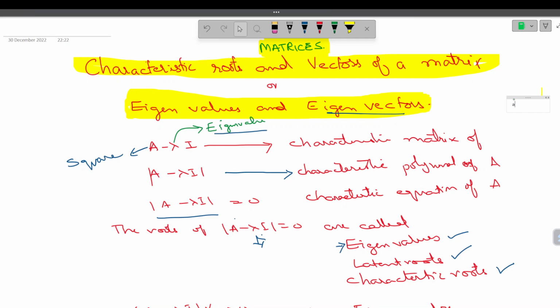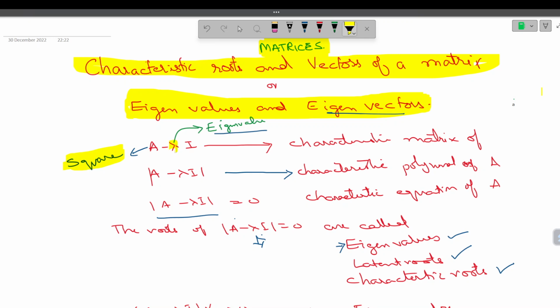Hi everyone, today we'll discuss one more topic in matrices: characteristic roots and vectors of a matrix, or eigenvalues or eigenvectors. This we are doing only for a square matrix. Please make a note, it is applicable only to the square matrix.